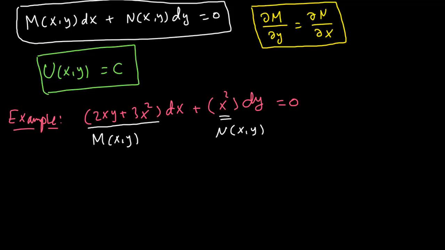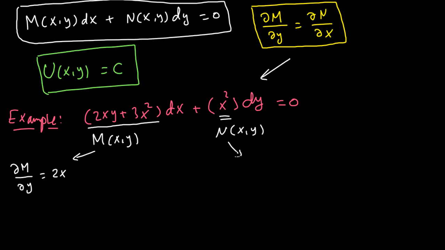So the first thing that we need to do here is to check for exactness. We apply this simple test, and we see partial M by partial y equals, when we look at this term here, we have 2xy. Here we differentiate with respect to y, assuming x is constant. When we do this, we will have the differentiation of M with respect to y equal to 2x, and this term, 3x squared, will equal 0 when we differentiate with respect to y. So this is partial M by partial y.